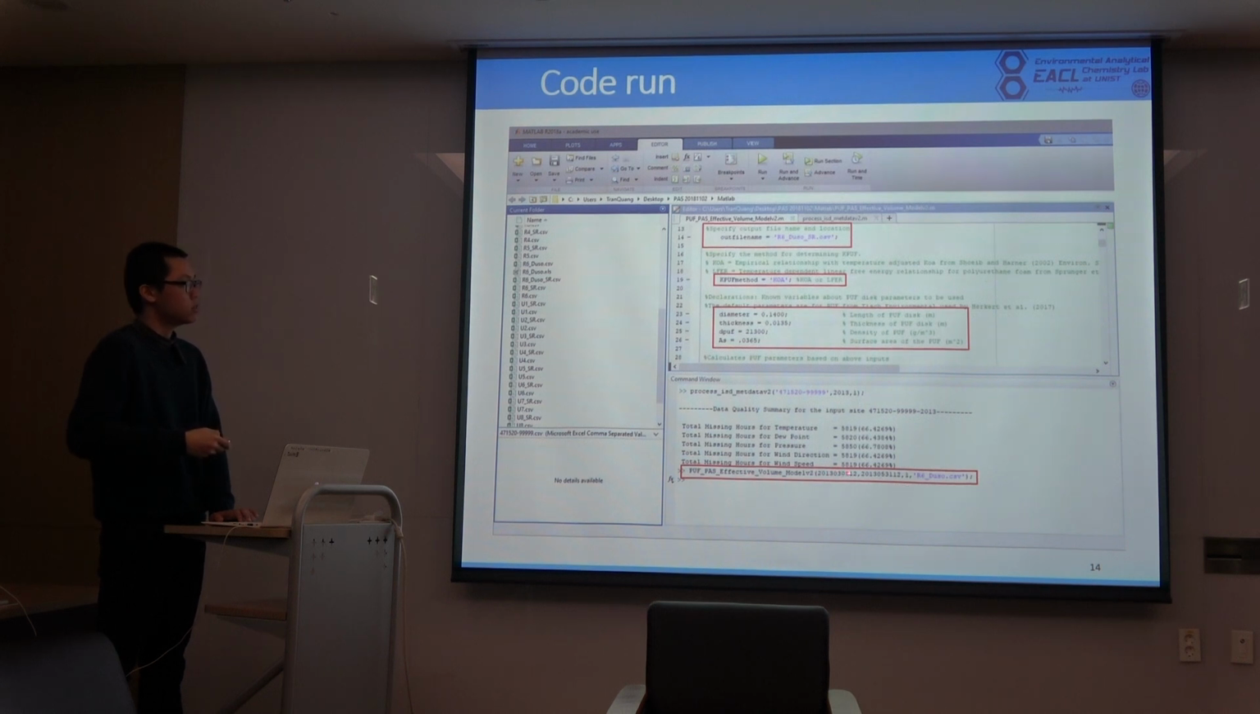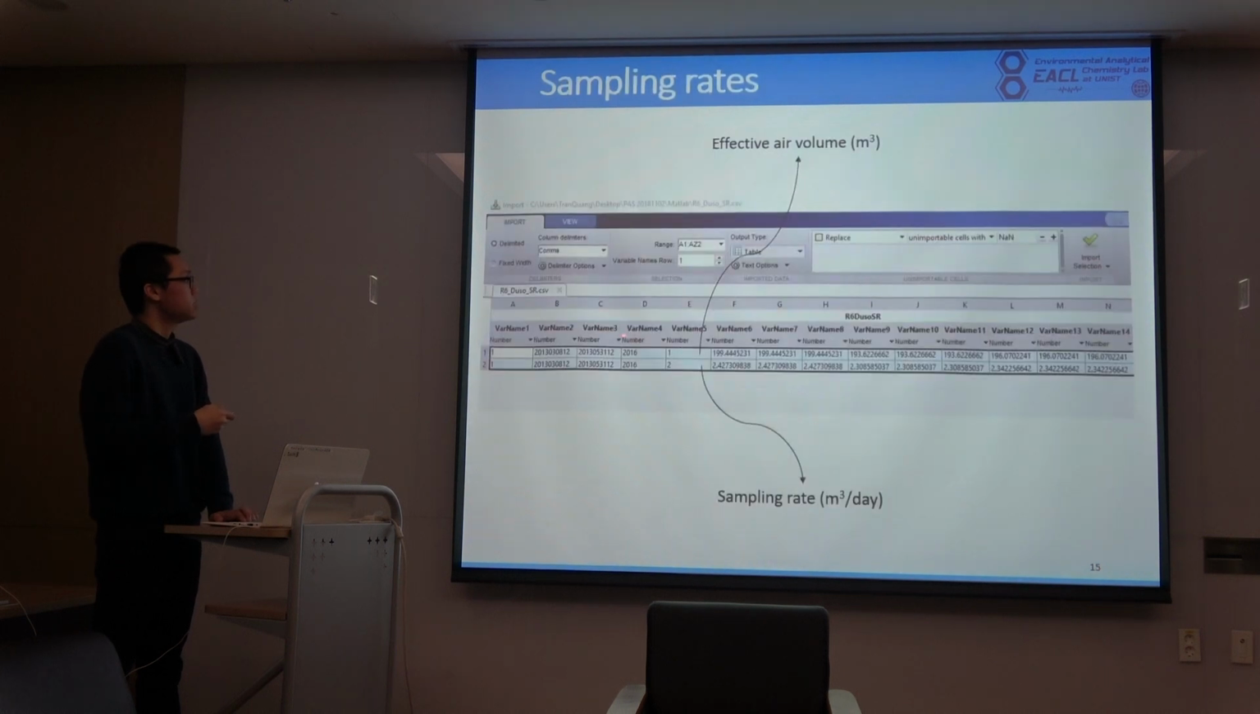And then this is the start time of the sampling duration, and the end time. This is the station ID, and this is the meteorological data, as I mentioned before. And then enter, and you will have this results file. Double click on this file, and you can see this is the result from the MATLAB code run. The first column is the station ID. This is the start time of the sampling duration, the end time, and the total hours of our sampling duration. The first row here is the effective air volume, and the second row here is the sampling rate.